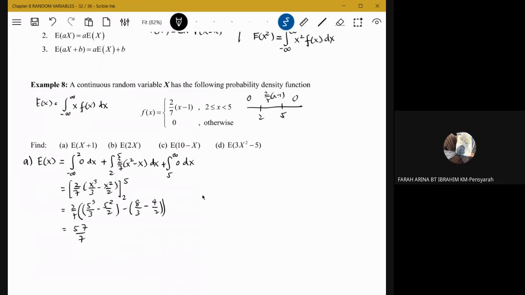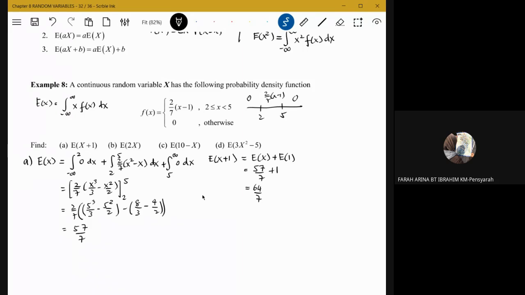So once we have E(X), baru kita boleh cari E(X plus 1). By using the properties, kita akan simplify to be E(X) plus E(1). So E(1) kita tahu dia akan dapat constant. So we're going to have E(X) kita adalah 57 over 7 plus 1. So we end up with 64 over 7. Okay, that one is part A.